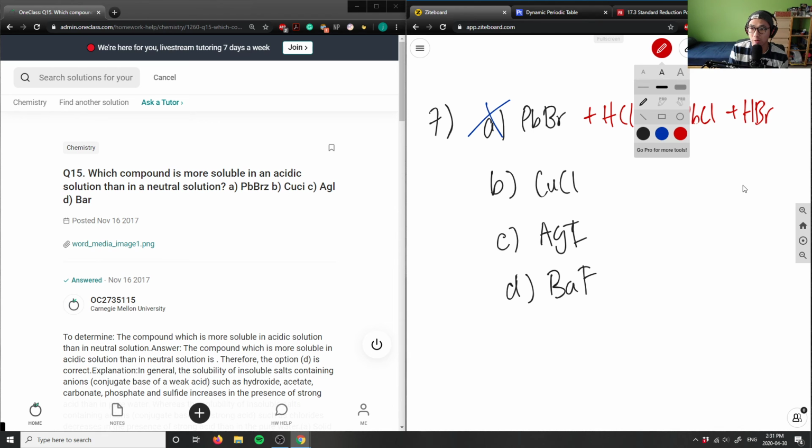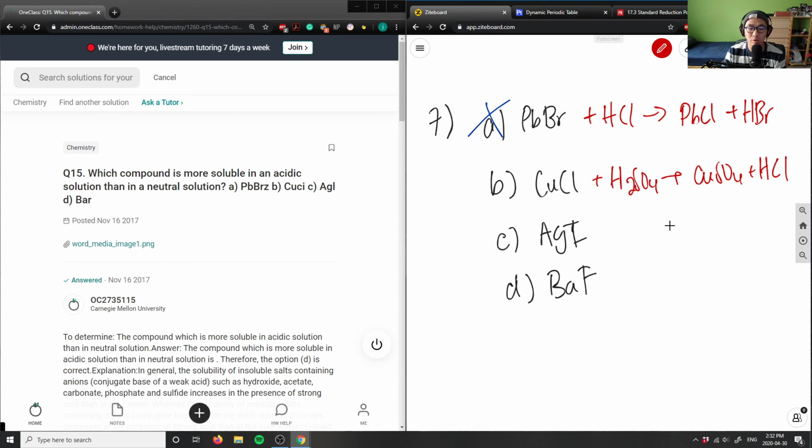Same with B here. B here is copper chloride. If I added, let's say H2SO4, for example, would it actually go to copper sulfate plus HCl? Again, I probably would not have this, because I have HCl here, which is a very strong acid, and I'm already adding a strong acid here.